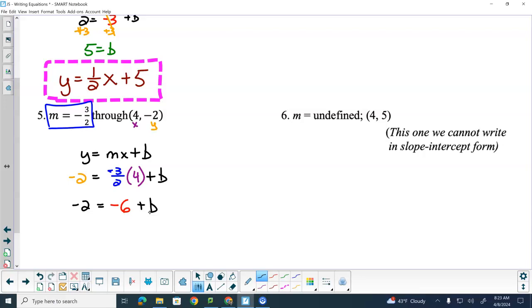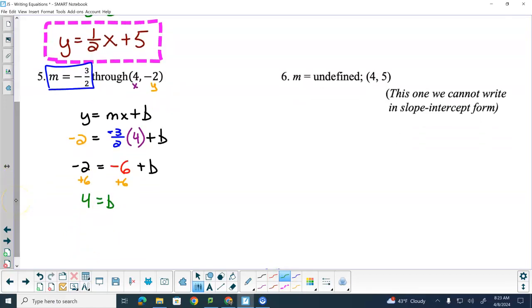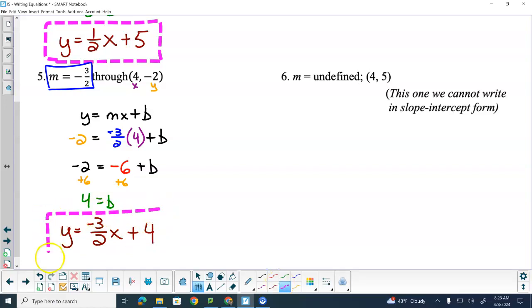Okay. Then what did you do? Added 6 to both sides. What did you get for a b value? 4. So what did you get for a final answer then? Put a box around it.